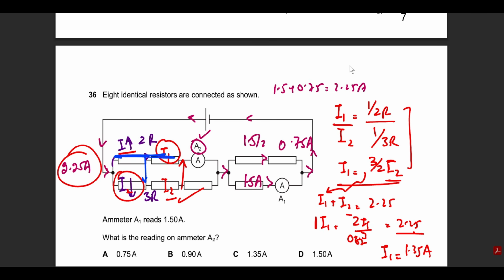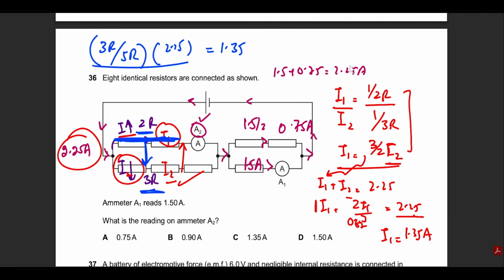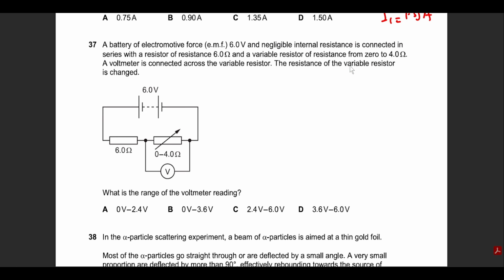So this would be 3R divided by 5R. Why? 3R plus 2R, into the current that is being divided, which is 2.25. You will find that this will also give you 1.35 as your division. So in your current division scenarios, you take the opposing branches. In your voltage division scenarios, you take the same branches for the potential divider. This is current divider. But anyways, it is a bit complicated, so it takes a bit of time to digest it completely. Okay, 37. For 37, I'm going to solve this question in 2 ways.